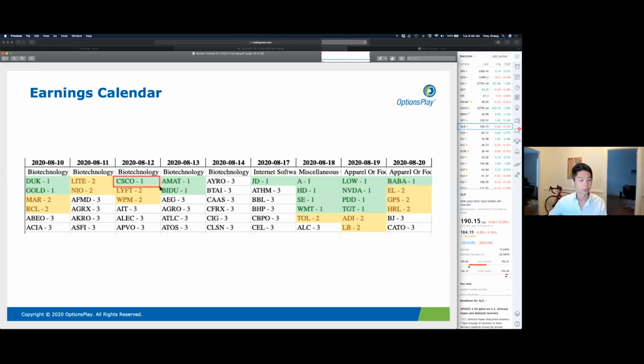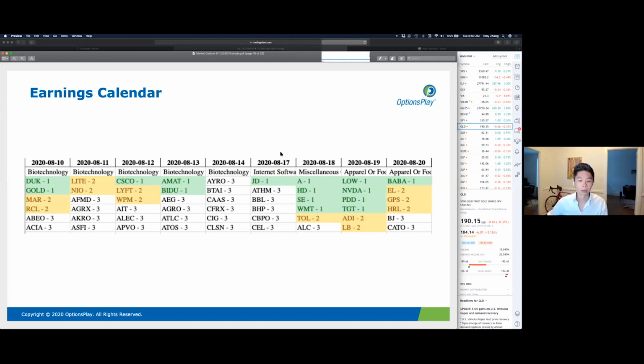This week we have Cisco, Applied Materials for the semiconductor stocks, Baidu and Alibaba, obviously both stocks that have been affected by the geopolitical risks between US and China. Definitely important to pay attention to. Home Depot, Walmart, Target, NVIDIA. These are the ones that I think most investors are really paying attention to for the next couple of weeks. But as you can see, fairly light on the calendar.